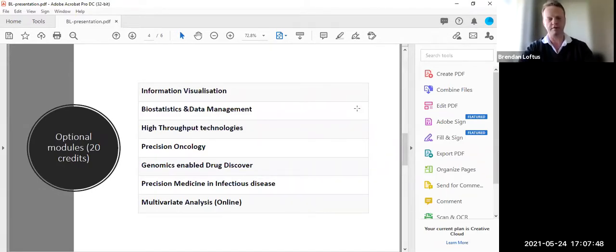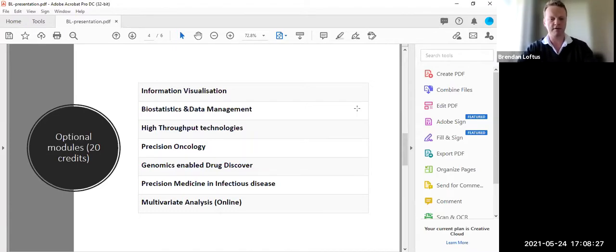Information visualization is a module that's run through computer science, basically talking about how you visualize information to best tell a story using data. Biostatistics and data management, that's run through the CRC. It leans more towards the clinical trial elements of things. High throughput technologies, here you're talking about the various flavors of genomics technologies, short read sequencing technologies, long read sequencing technologies, but also proteomics and metabolomics.